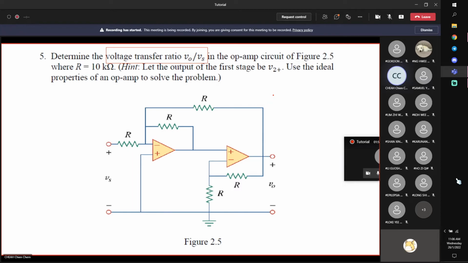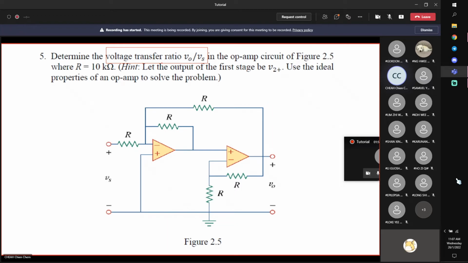Okay, let's look at the last question. We have an op-amp, right? Many students have difficulty with op-amps. Let me try to show you that it is not that difficult once you understand the main ideals, which is your op-amp characteristic.